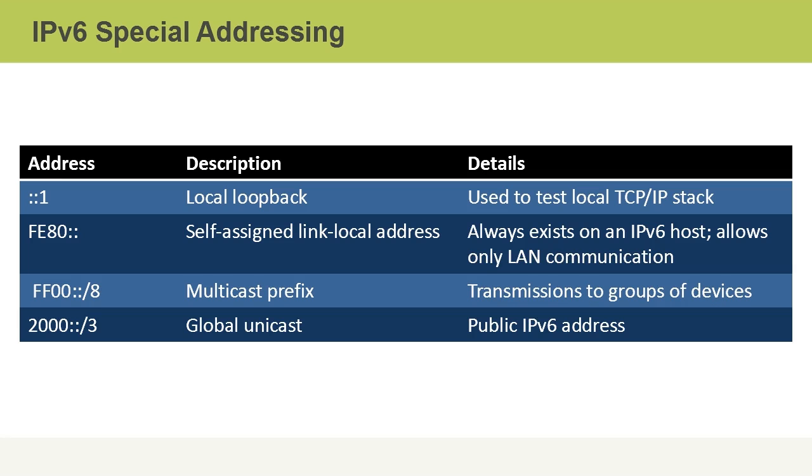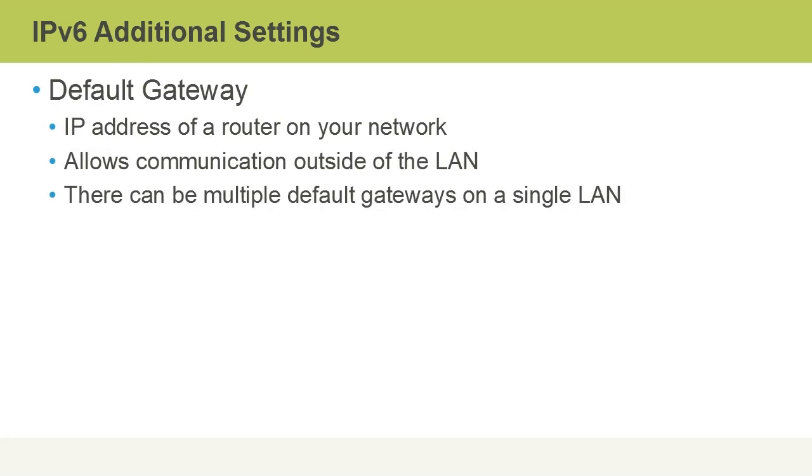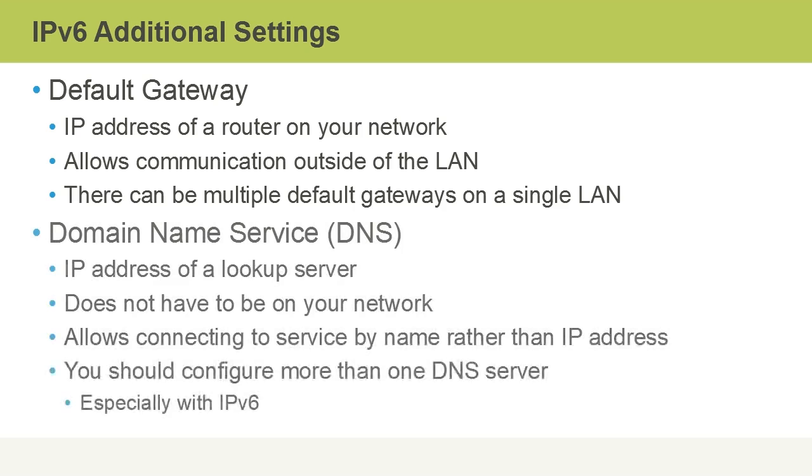IPv6 addresses starting with FF00 are multicast packets. If the prefix is 2000, then it's called a global unicast packet transmission, which is essentially a public IPv6 address. Other settings for IPv6 are very similar to additional settings for IPv4, such as the default gateway, the IP address of a router on your network, allows communication outside of the LAN, and of course there could be multiple default gateways. You're not limited to having only one.